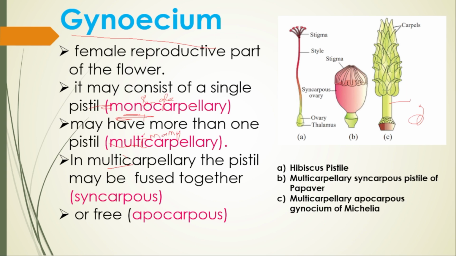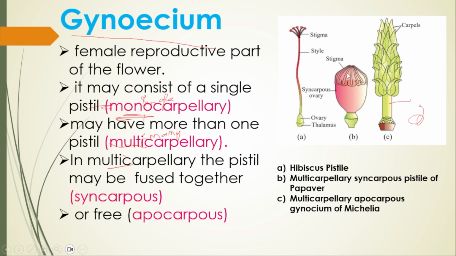And in multicarpellary, the pistils may be fused together, that is syncarpous. If there are more than two pistils and they are fused, then it is called syncarpous, or else if they are free, then it is called what? Apocarpous. For example, this is the hibiscus pistil. This is the stigma, style, and then ovary. Only one stigma, style, and ovary is there. This is the best example for monocarpellary because it has only one carpel.